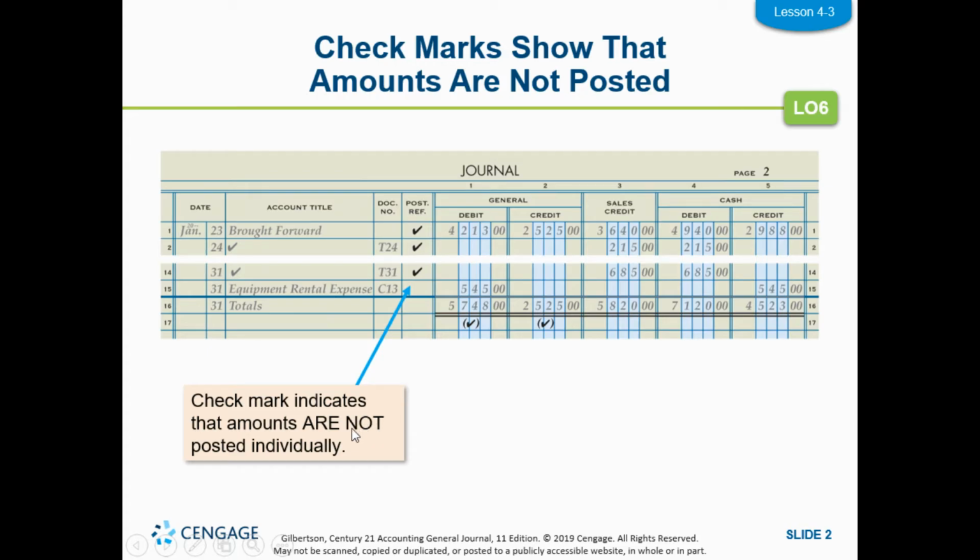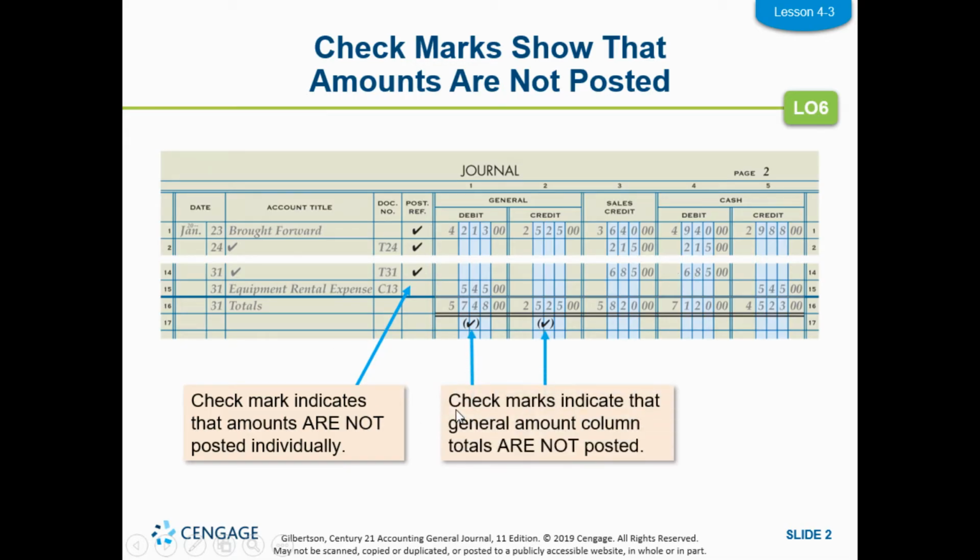So check marks indicate that amounts are not posted individually. We did this in one of my previous lessons, where sales credit and cash debit were both entered in special columns and it didn't actually get posted. Check marks indicate that general amount column totals are not posted. So our special columns are not posted individually, and our total general debit and credit columns are not posted at all, because we've already posted the individual transactions from the multi-column journal into the ledgers.